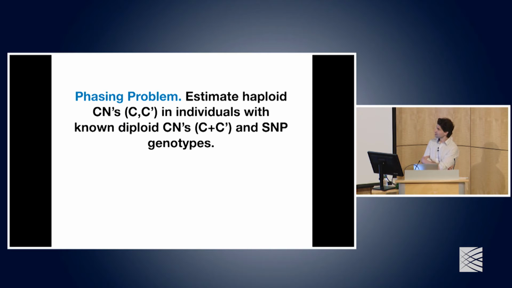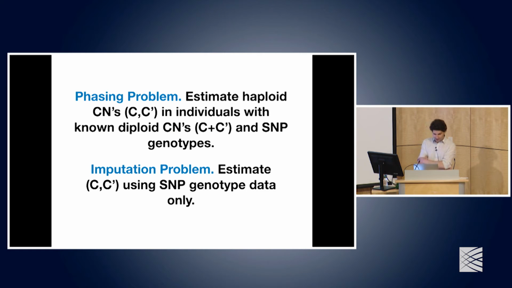So the phasing problem is to estimate the haploid copy numbers C and C prime in individuals with known diploid copy numbers C plus C prime and SNP genotypes. This type of data is now available in whole genome sequence cohorts thanks to the methods of Hansaker et al. The imputation problem, on the other hand, is to determine C and C prime using the SNP genotype data only.